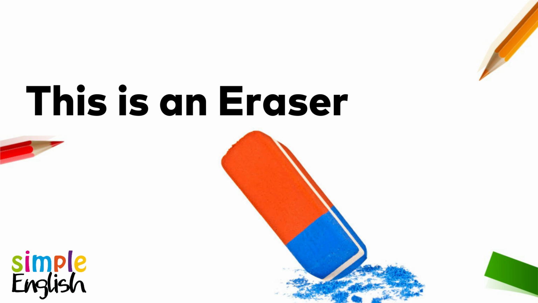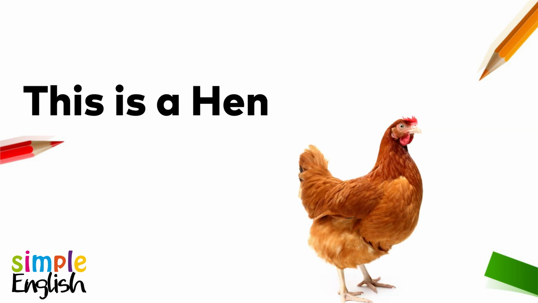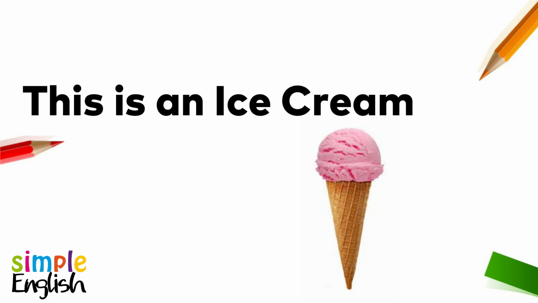This is an eraser. This is a flower. This is a hen. This is an ice cream.